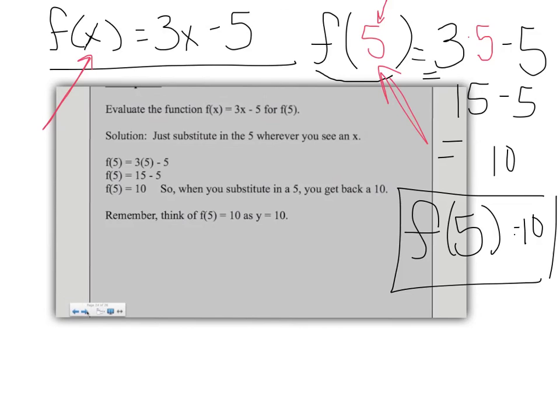So you can find the function of an infinite amount of numbers just by plugging it into x, because that will give you the function of whatever number you plug in.